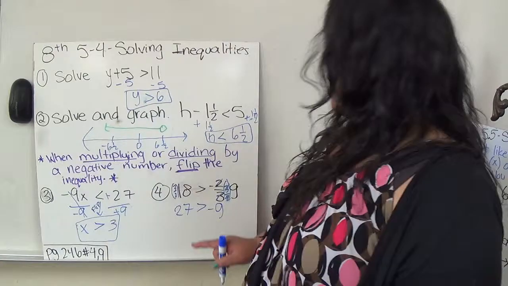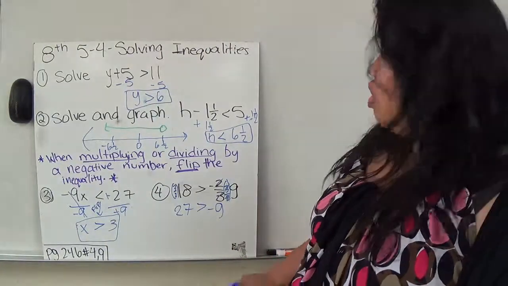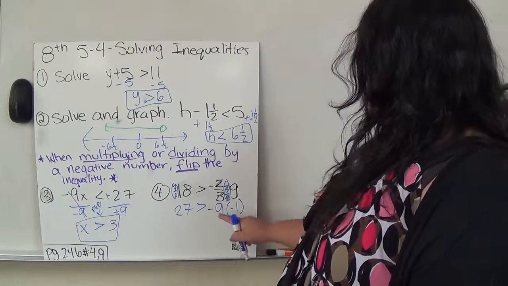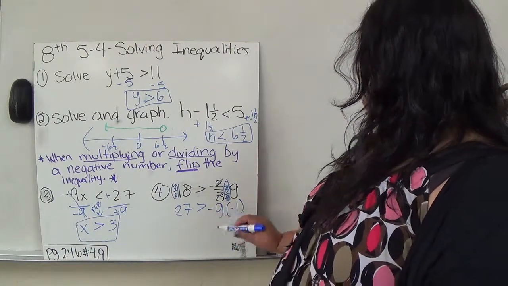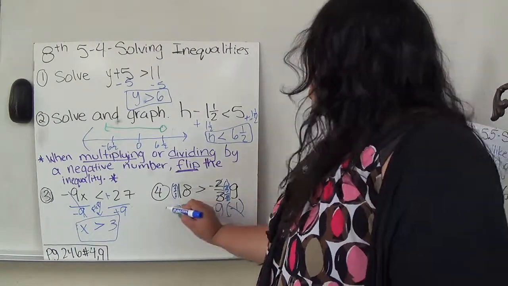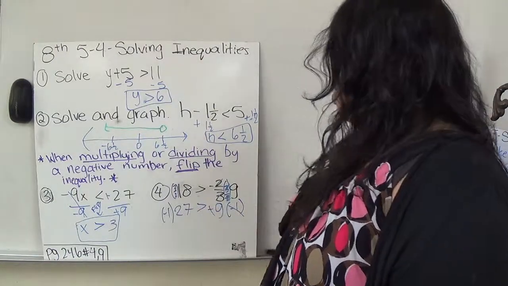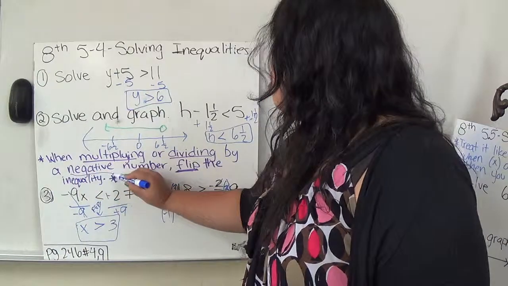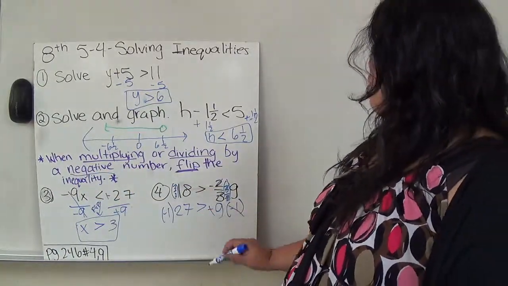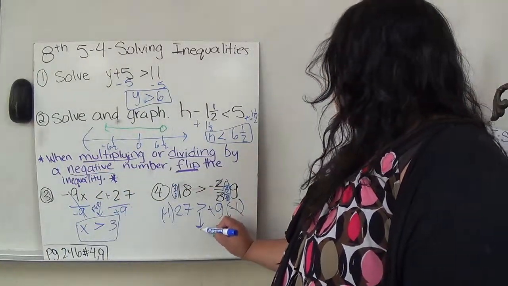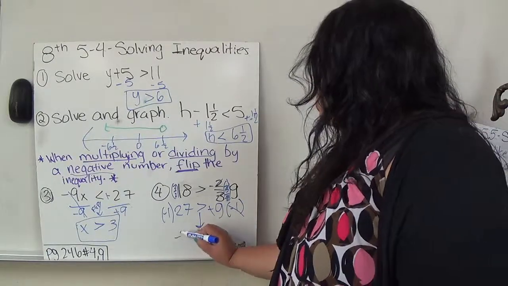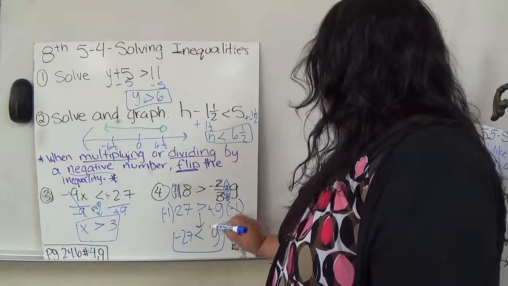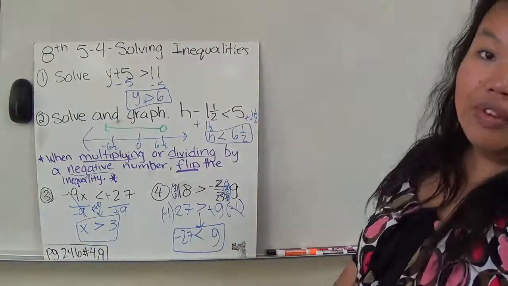I cannot leave it as negative g. I can either multiply or divide by a negative, but let's multiply by a negative 1. This negative 1 times the negative g cancels out, and I have to multiply this by a negative 1 as well. Because I'm multiplying by a negative number, I have to take this and flip it. And I end up with negative 27 is less than positive g. I cannot leave my variable a negative.